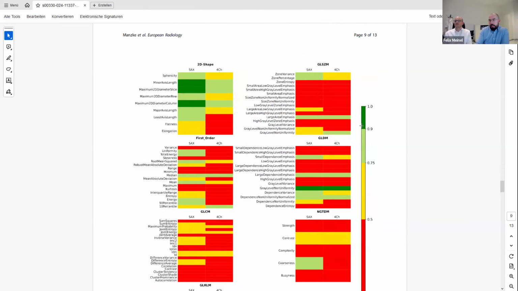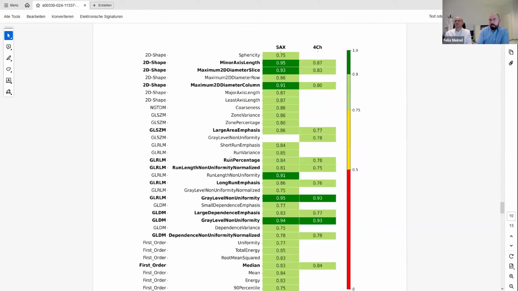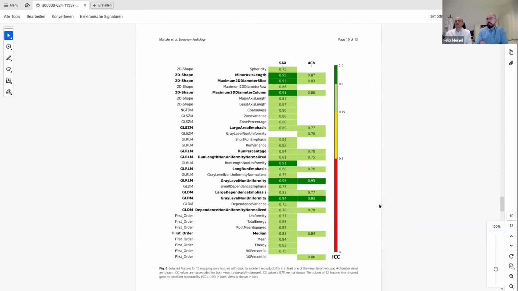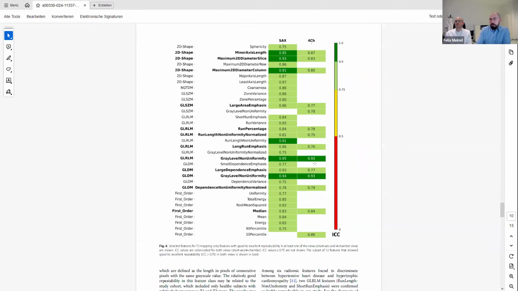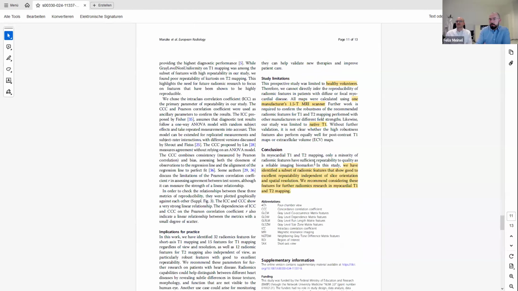So, in more detail, we found 12 radiomics features from 5 feature classes that performed good or excellent. So yes, that was the methods and the results, and I will go over to Felix.